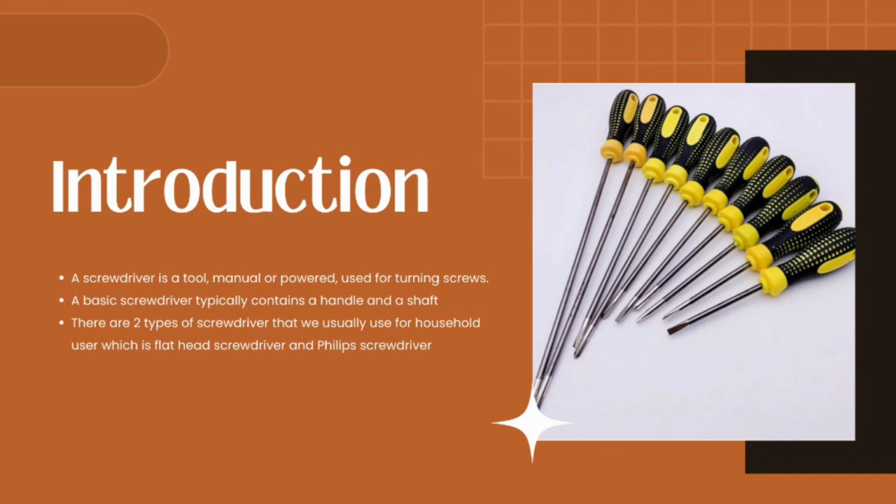Now I would like to introduce the screwdriver. Firstly, the screwdriver is a tool that has two different types, which are manual and powered. This tool is used for turning screws. A basic screwdriver contains a handle and shaft. There are two types of screwdriver, which are Phillips and flathead screwdrivers.